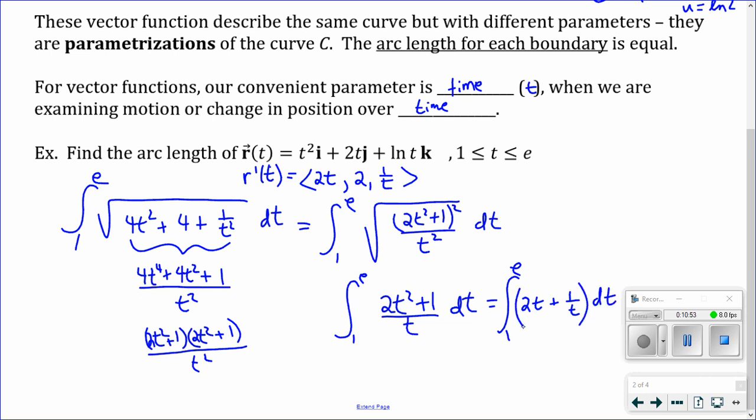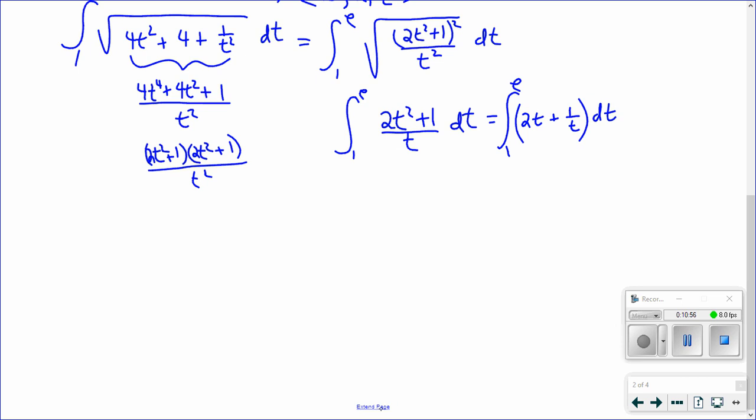Okie doke. So we know the integral of 1 over t is ln t, right? And we know the integral of 2t is 2t squared over 2. So that would be t squared plus ln t. And I have to evaluate this from 1 to e.